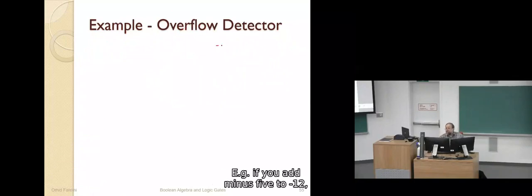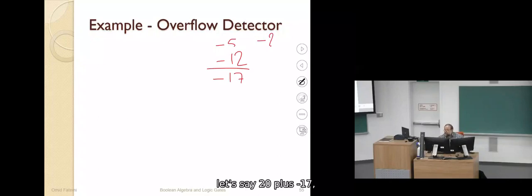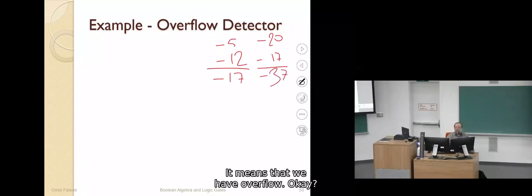And the same thing that we can say about negative numbers. For example, if you add minus 5 to minus 12, then the result would be minus 17, which is okay. Is it in the range? The range was minus 32 to plus 31. But if you add minus, let's say, 20 plus minus 17, then you get minus 37, which is out of range. It means that we have overflow.